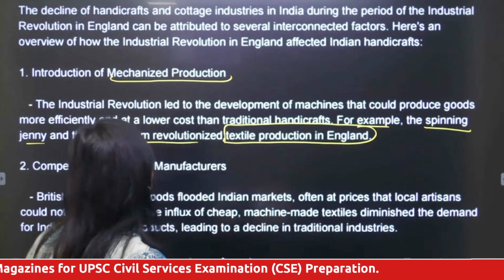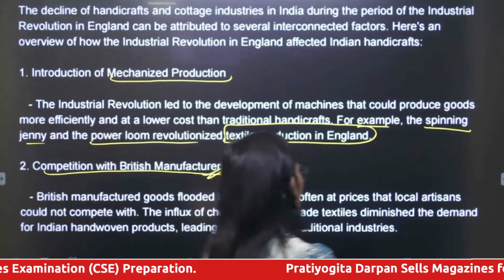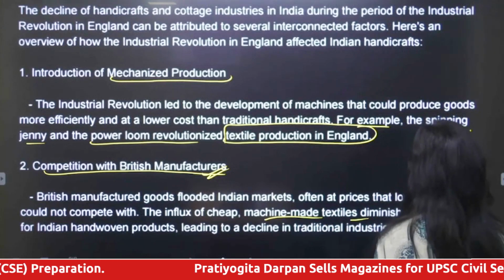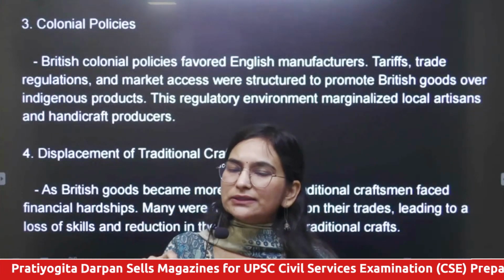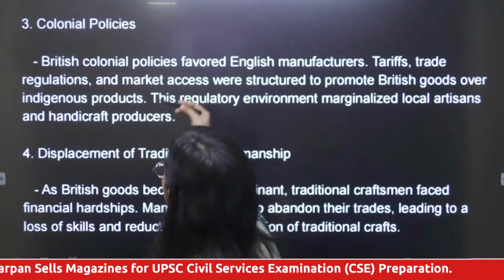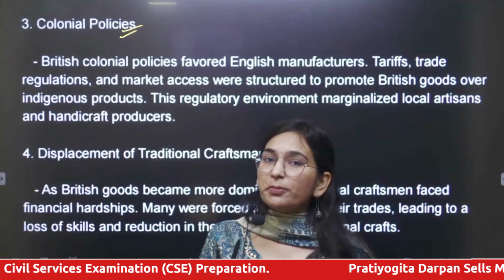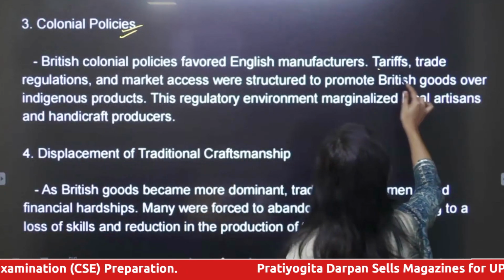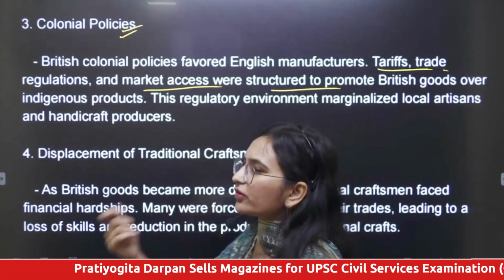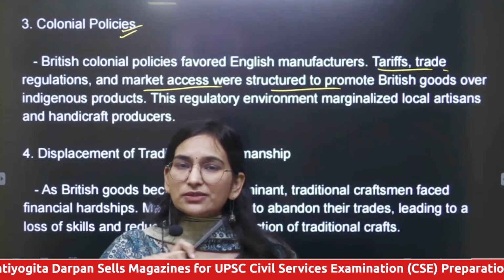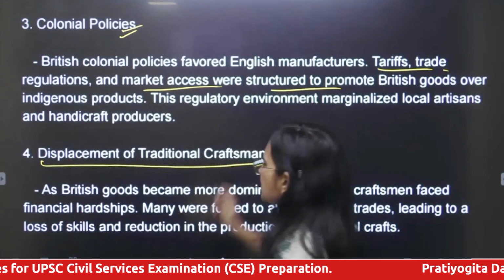So uske liye what would you require? That they would be competing with the Britain manufacturing, and these were machine-made textiles they would be producing in large amount, but they have to enter that into the Indian market, and for that you require some kind of policies. These policies would be in the favor of Britishers. How? Because they would be having tariffs, trades, regulation and market access. It would be in the favor of British goods, and if it is in the favor of Britishers, then that would be leading to what? Displacement of traditional craftsmen.